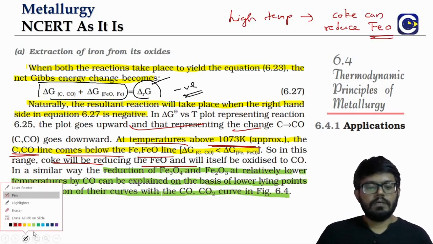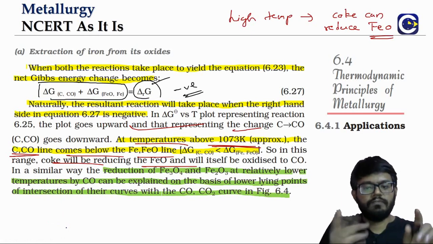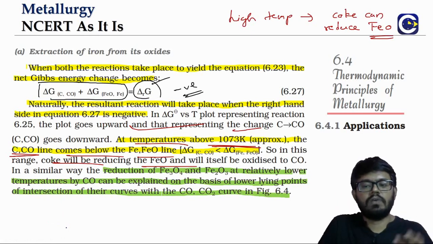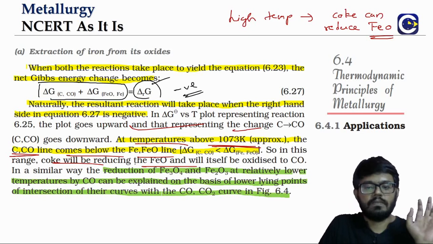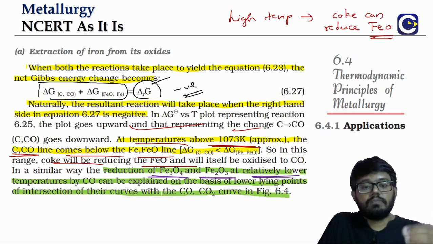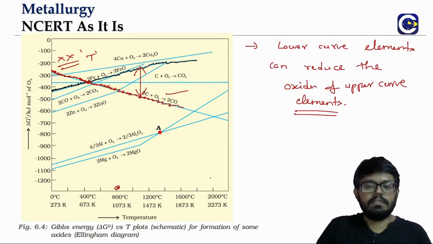Now here, the point that I mentioned, though they have not given the Fe3O4 and Fe2O3 curves, they expect us to understand it by using a similar analogy. The Fe3O4 and Fe2O3 can be reduced by carbon monoxide at relatively lower temperature. How, I'll explain. So for that, we'll just erase. We are done with our understanding of the coke reduction.